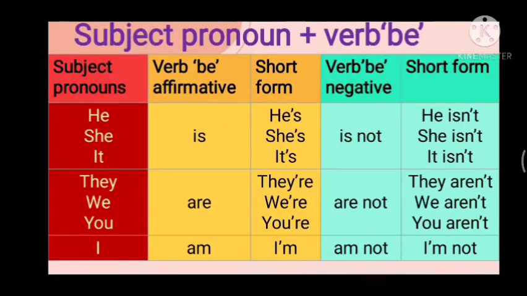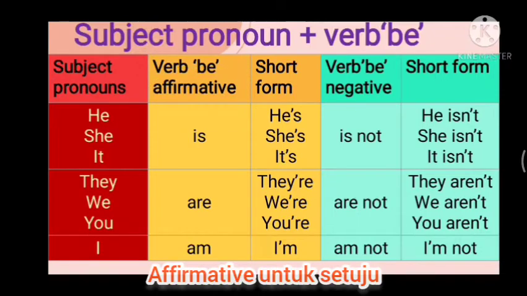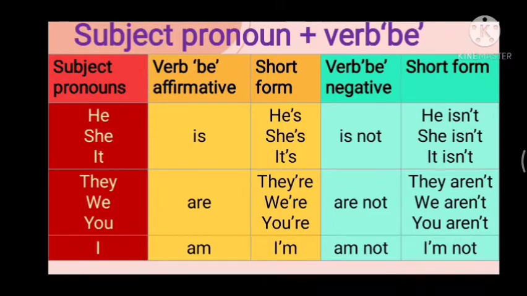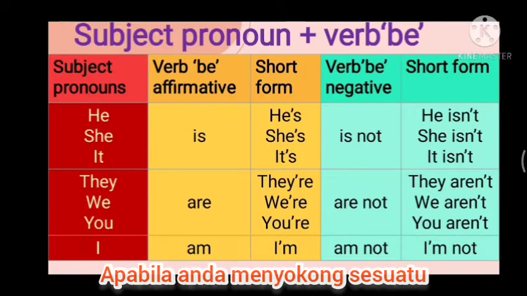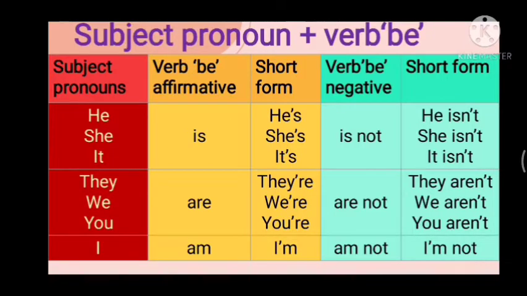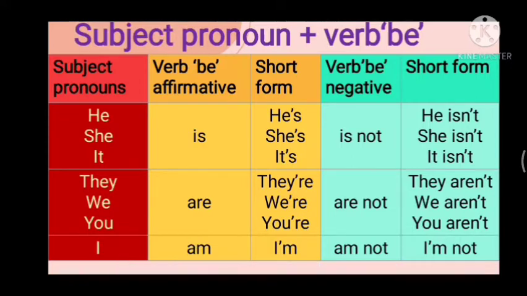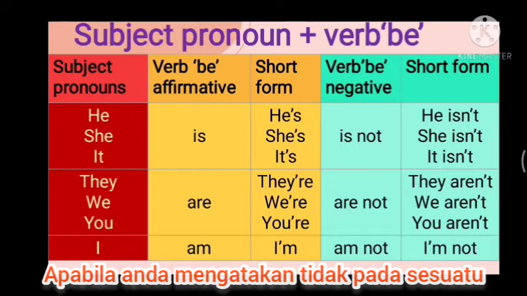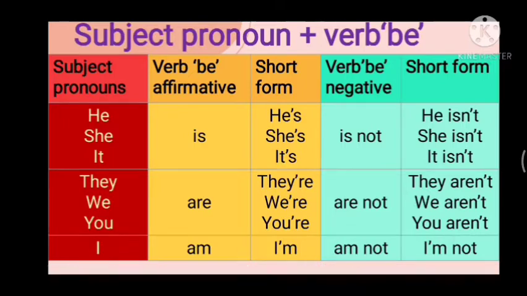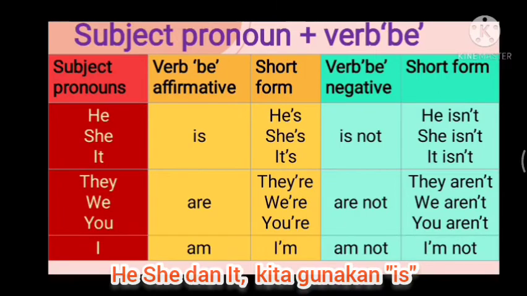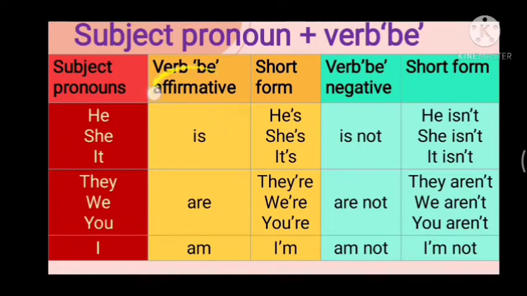This is where we include the verb be, either affirmative or negative. Affirmative here means when you agree to something, when you want to say yes to something, or you like something. Negative here means when you want to disagree with something, when you don't like something, or you want to say no to something. So, when the pronoun is he, she, and it, you have to use is in the affirmative form.